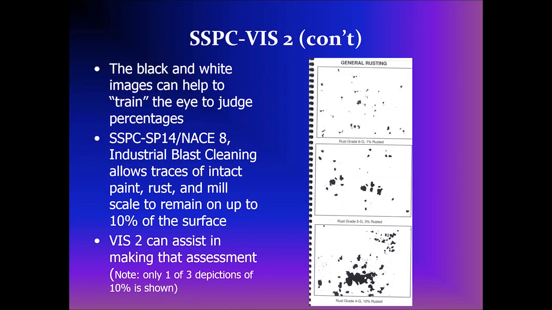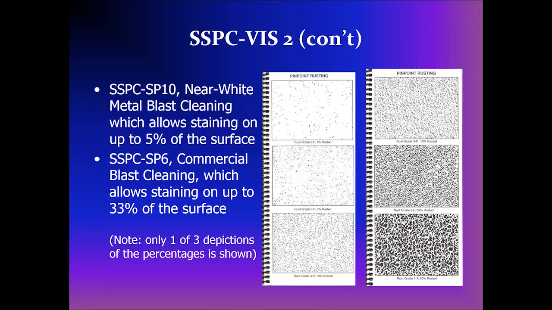So the value of using it is this. You can use this to kind of adjust or calibrate your eye. As we've already mentioned, SP14 Industrial Blast allows material to remain on up to 10% of the surface. Well, if you look at the bottom image, that's 10%. That gives you a nice feel for how much material can actually remain on a surface and still be within 10%. And note that this is only one of the three depictions. There's also the pinpoint rusting and the spot rusting, different distributions of that same 10% in this standard.